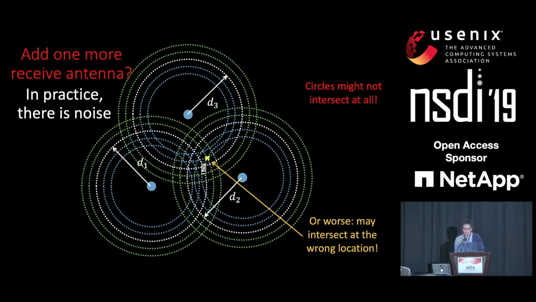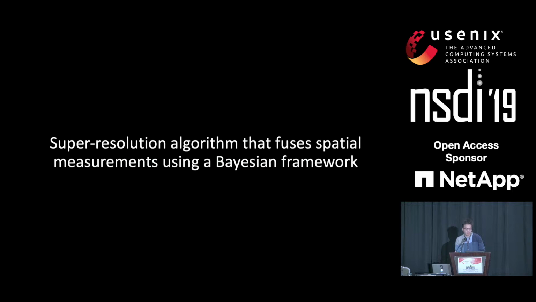Actually, no. If we are somehow able to model the noise and all the knowledge we have, we should be able to fuse all the measurements across antennas. That's why I'm going to tell you about our super-resolution algorithm that is able to fuse spatial measurements using a Bayesian framework. Let me tell you what I mean by this.